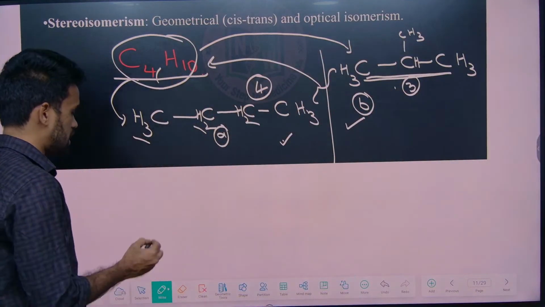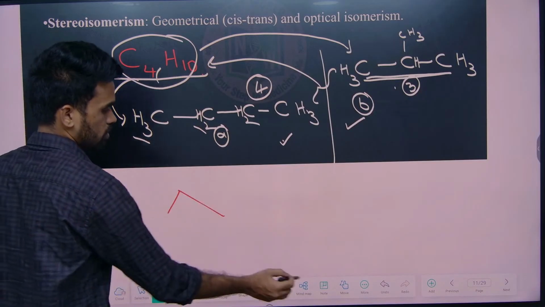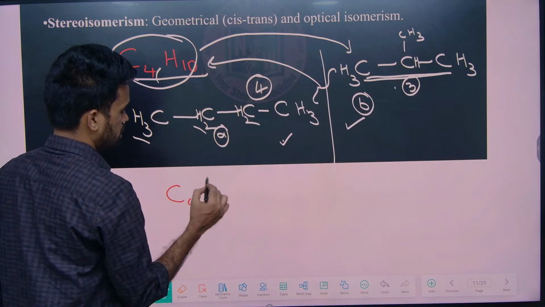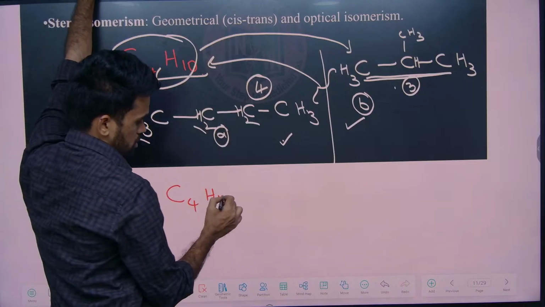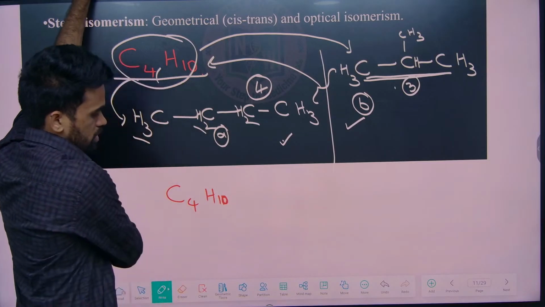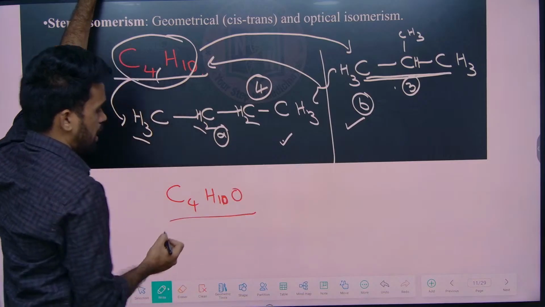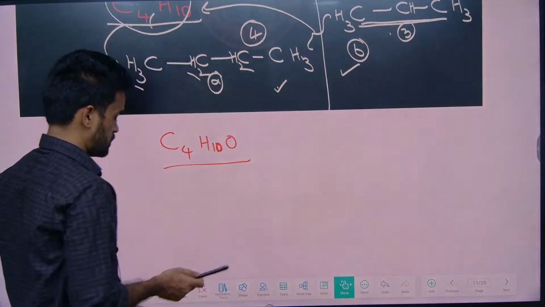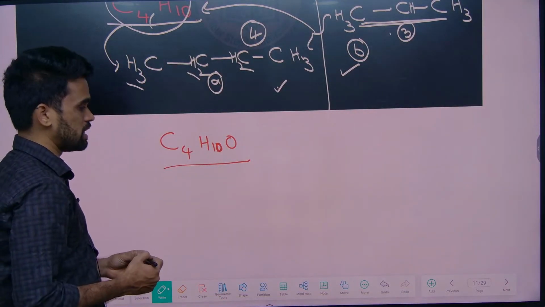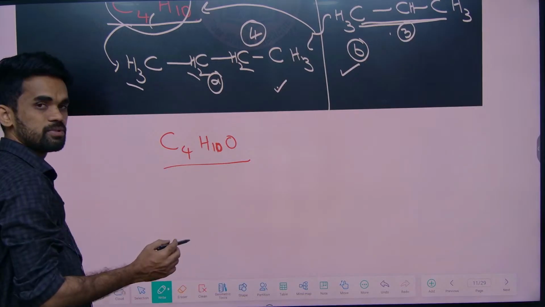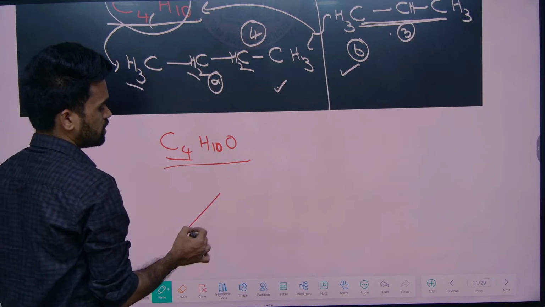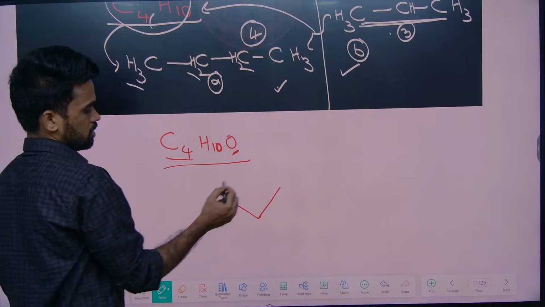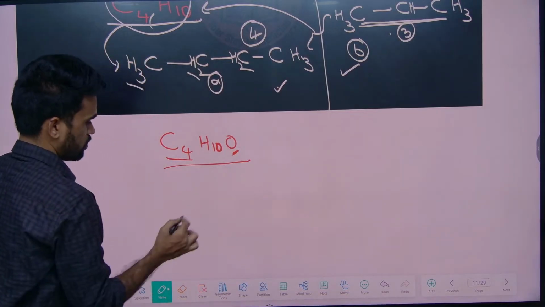Now some compounds. Let us write one more. Same C4H10O. Like this I am writing. So what are the structures possible here? You just write some structures, not all possible. Write whatever strikes your mind. Let us understand the concept first. 4 carbons are there now. With 4 carbons I am making a chain like this.